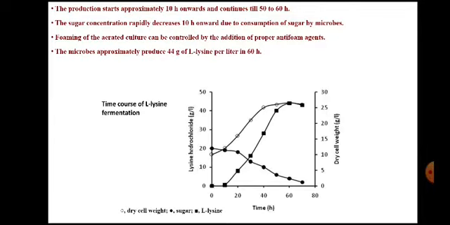This is the course of lysine production. You can see the concentration of sugar decreases, and there is an increase in the production of L-lysine. This is the sugar concentration, and this is the growth curve.